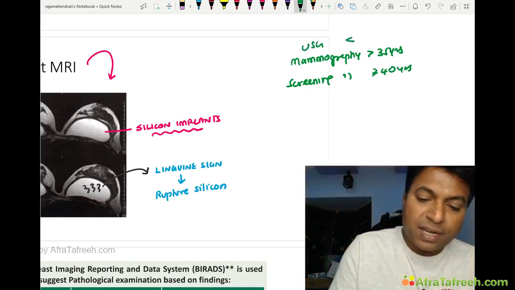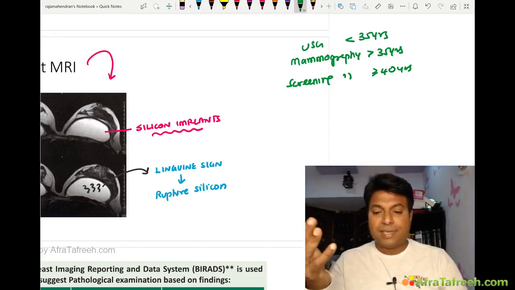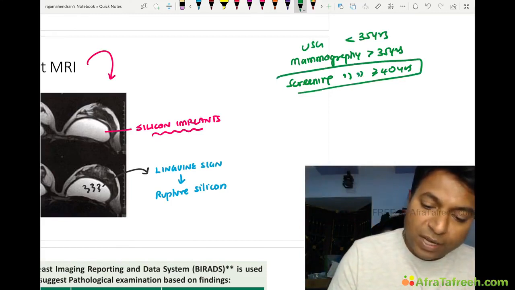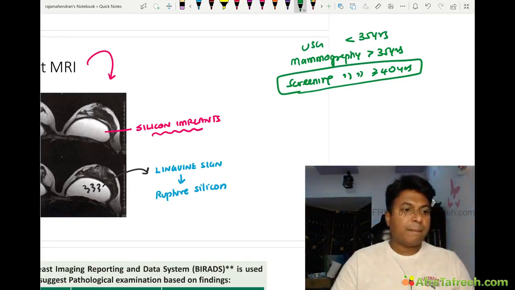Ultrasound is used for examining the breast in less than 35 years. Mammography for above 35 years. Screening mammography for females above 40 years to look for cancer.